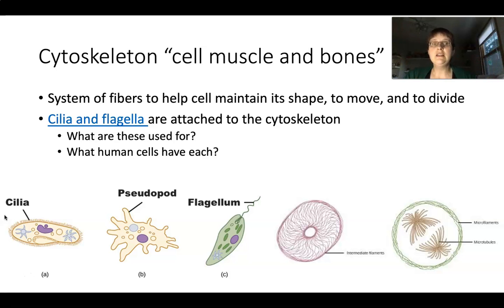We actually have cilia in a couple of places in humans. One of those places is in our lungs, which is actually really interesting, and you'll see that in the video. They show you the lung cells. We also have cilia in our fallopian tubes in females.